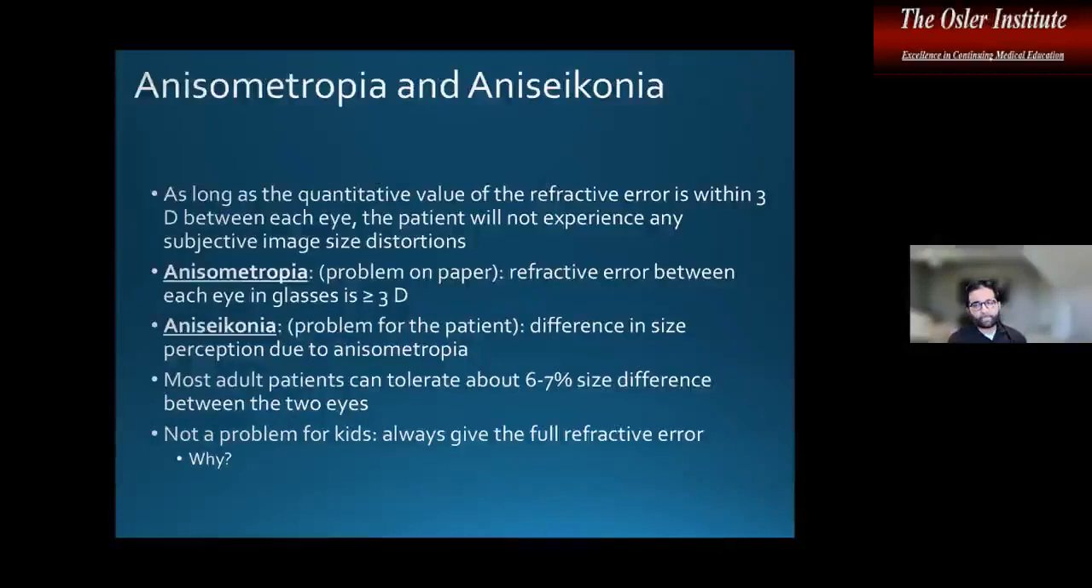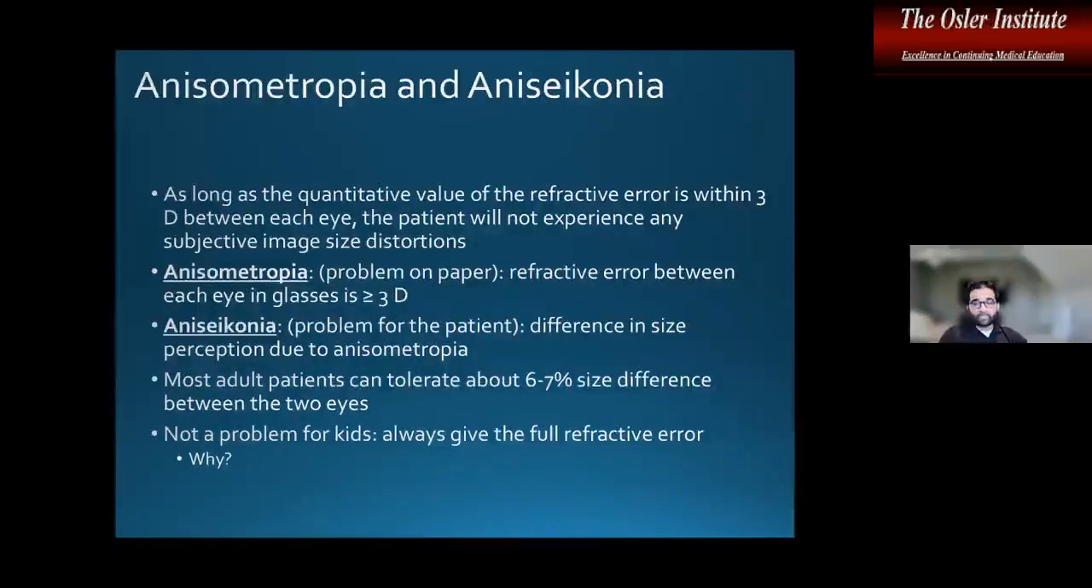Aniseikonia is when the patient is unhappy, because remember, every 1 diopter of hyperopia gives you about a 2 to 3% magnification relative to the other eye. Patients can tolerate about a 6 to 7% size difference, but when it's more than that, about a 10% difference between the 2 eyes, they're not going to be able to tolerate it. They're going to be unhappy.